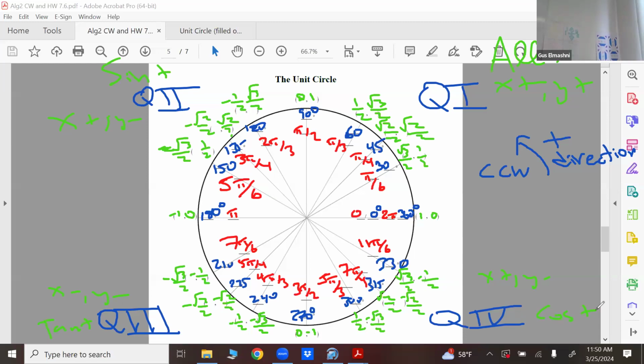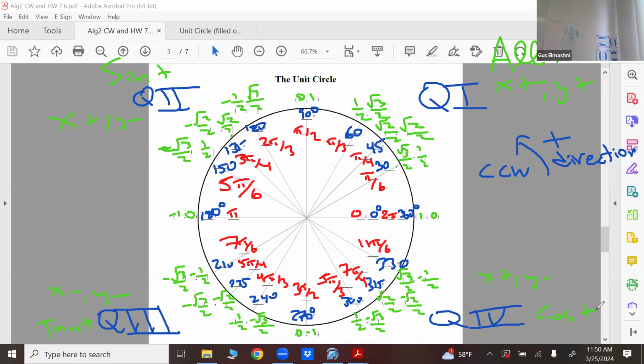Sine is positive in the second quadrant because y is positive. Now x and y are both negative in the third quadrant, but we divide the negative by negative, so tangent is also positive. Cosine is positive in the fourth quadrant because x is positive. There's a mnemonic: All Students Take Chemistry, or All Students Take Calculus.